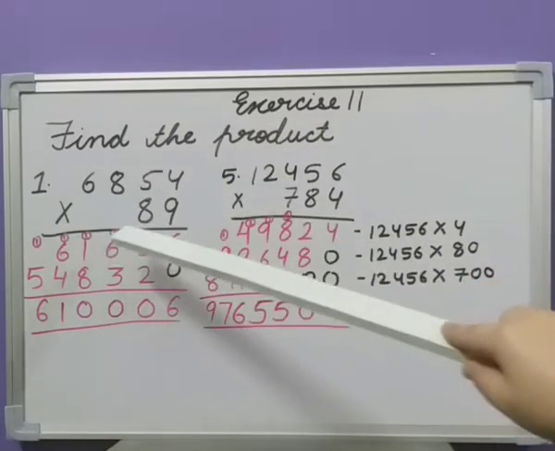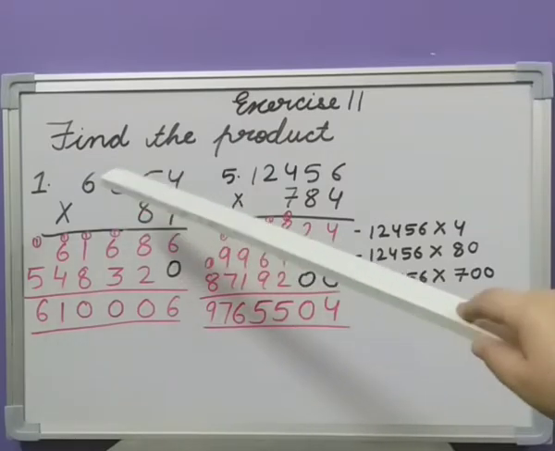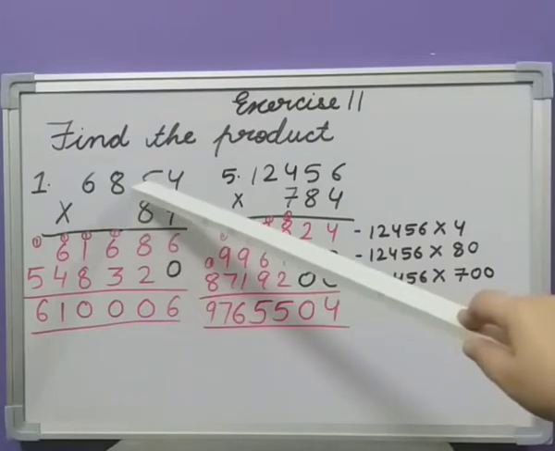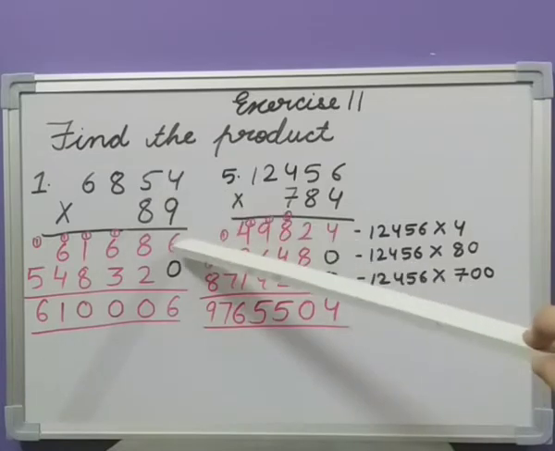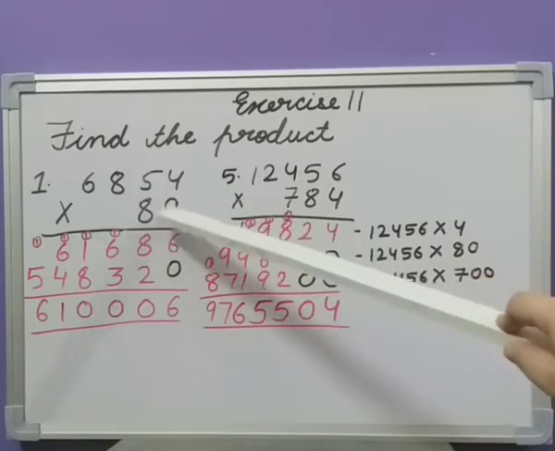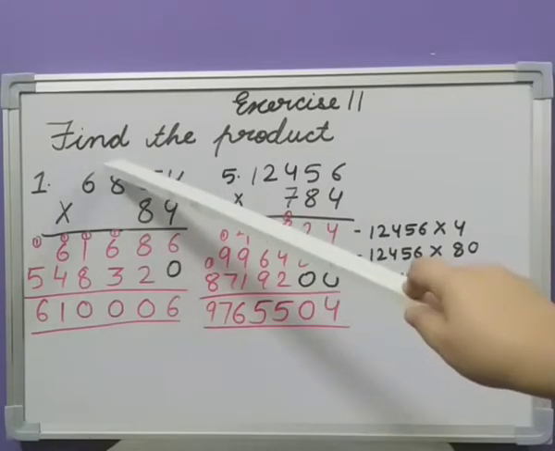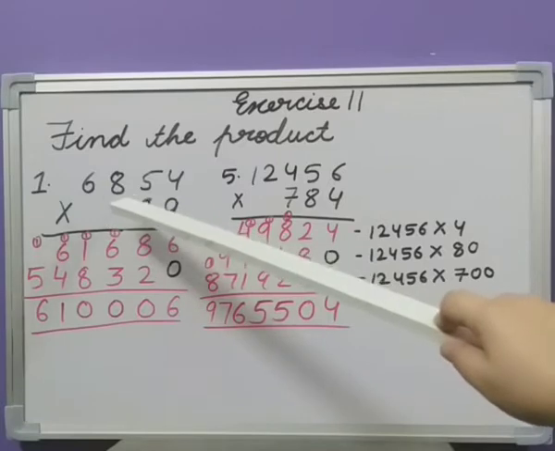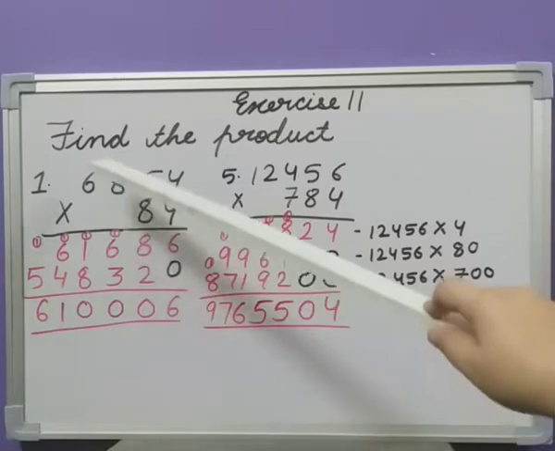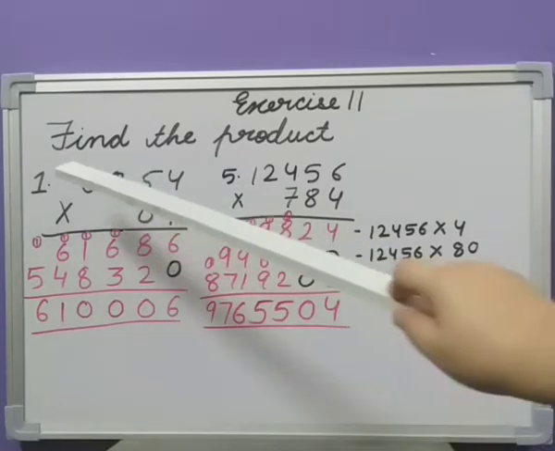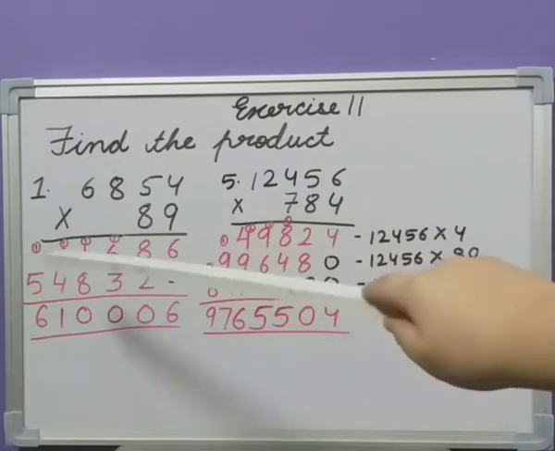6854 multiplied by 89. So according to the multiplication rules, first we are going to multiply 6854 by 9, like here. 9 fours are 36, 3 carried over, 9 fives are 45 plus 3 will give us 48, again 4 carried over here, 9 eights are 72 plus 4, that will give us 76, and 7 carried over here, 9 sixes are 54 plus 7, that will give us 61.